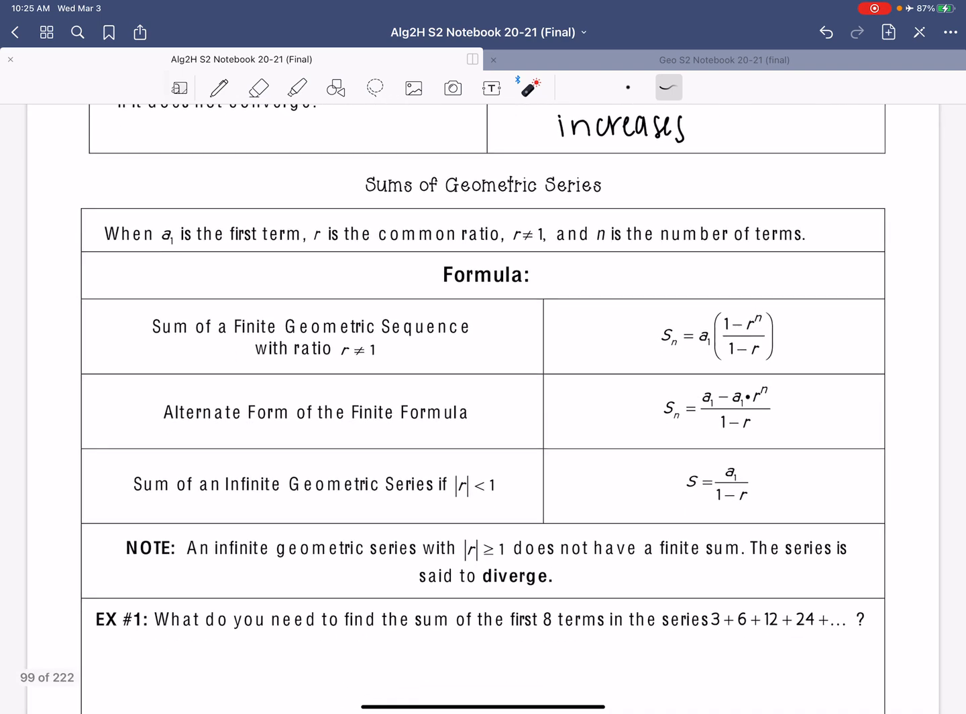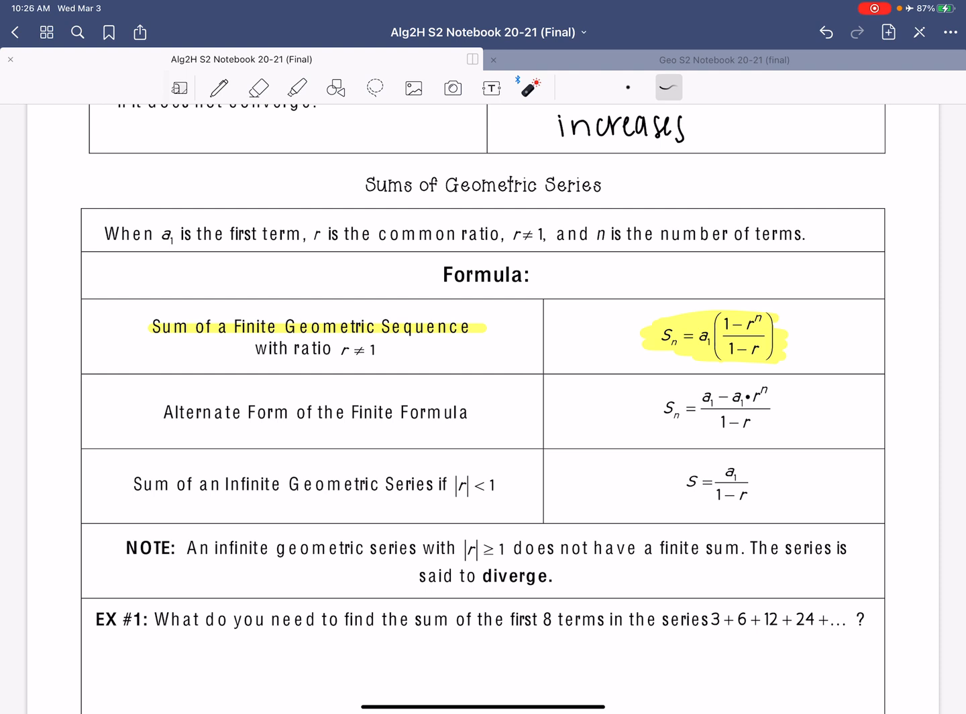So when a1 is the first term, r is the common ratio, and n is the number of terms, these are our different formulas. So the first one you guys need to know is the sum of the finite. So this one ends. This will be the equation that we will be using. The one right below it is the same thing. All they did is they just distributed this a1 to get this formula. So I just generally use this top one.